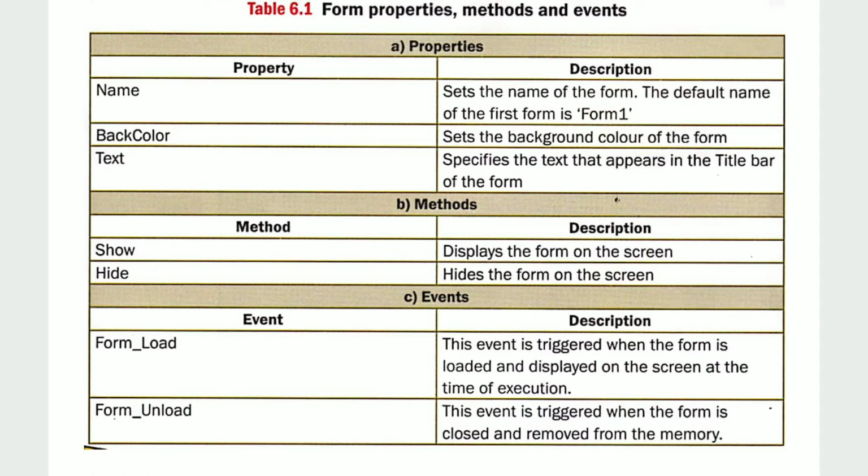Okay, now some of the methods associated with the form object. These are show, hide, and one more method, that is print. The show method is used to display the form on the screen during runtime, whereas the hide method is used to hide the form from the screen. There is also another method, the print method. The print method is used to display a message on the form window at the time of execution of the program.